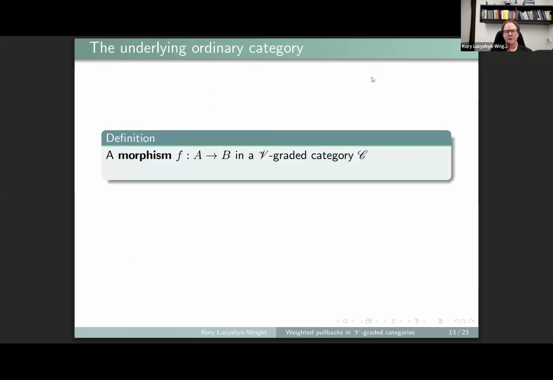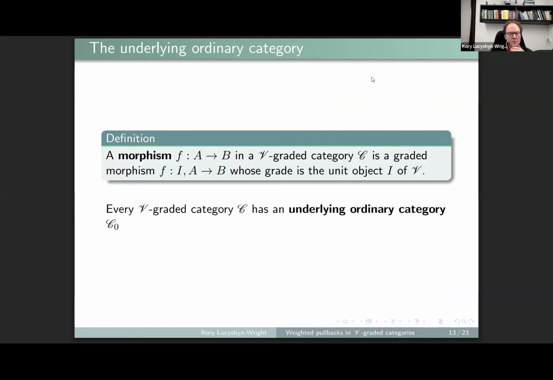Now, every V-graded category has an underlying ordinary category. What are its morphisms? We just declared that a morphism f from A to B in a V-graded category C is a graded morphism of grade I comma A to B, whose grade is the unit object I of V. So we have a notion of ordinary morphism, and so every V-graded category C has an underlying ordinary category C naught, and we can say that it has the same objects and morphisms as C, given this notion of morphism in C that we've just defined.